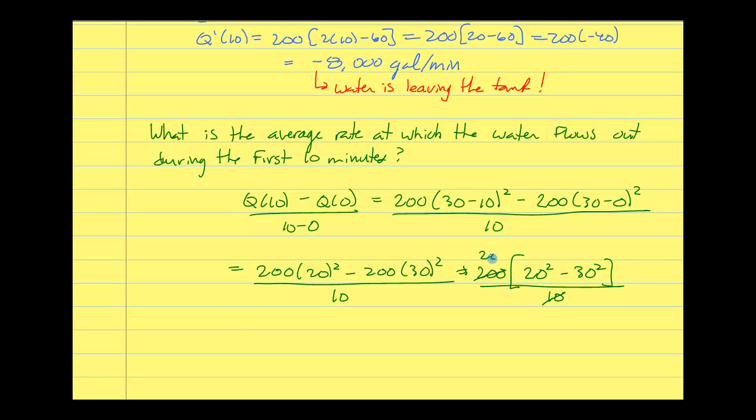10 cancels into 200 20 times. So this is 20. 20 squared is 400. 30 squared is 900. 400 minus 900 is negative 500. So I get negative 10,000 gallons per minute. That's the average. Sometimes it's faster, sometimes it's slower, but this is the average.